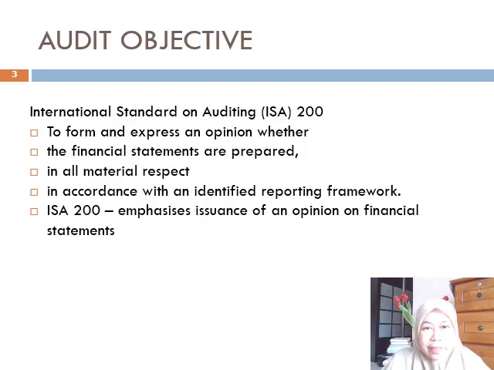Okay, what is audit objective? According to the International Standards on Auditing, ISA 200, the audit objective is for the auditor to form and express an opinion on whether the financial statements are prepared in all material respects, and it has to be in accordance with the identified reporting framework. ISA 200 also emphasizes the issuance of an opinion on financial statements.